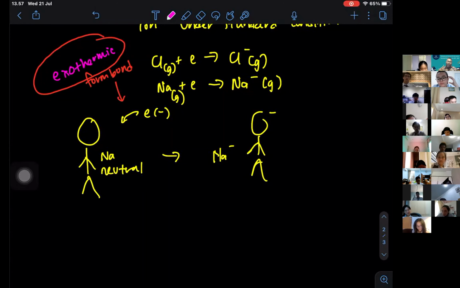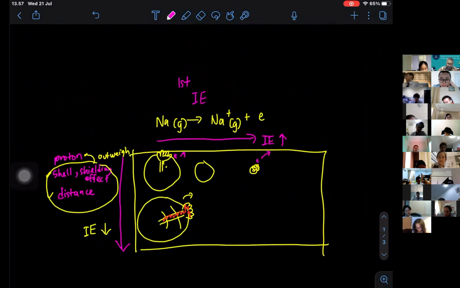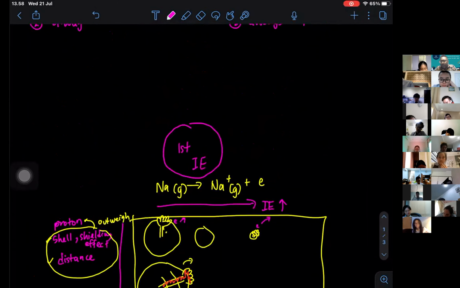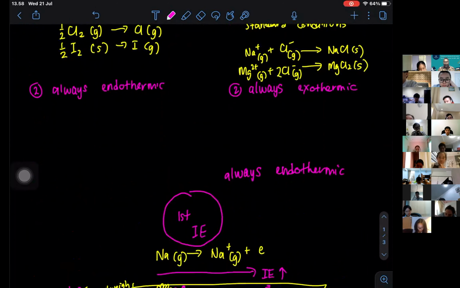But now, for ionization energy, ionization energy is always going to be removing the electron. You are trying to break the bond. If you break the bond, ionization energy is always going to be endothermic. So I have taught you that atomization is always endothermic, lattice energy is always exothermic, and now ionization energy is always endothermic. There is no but, it's always going to be endothermic.